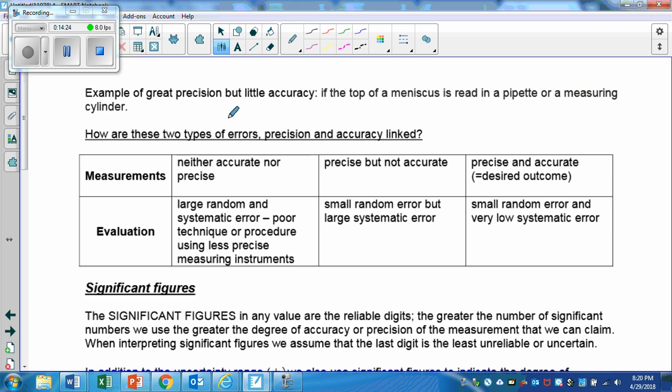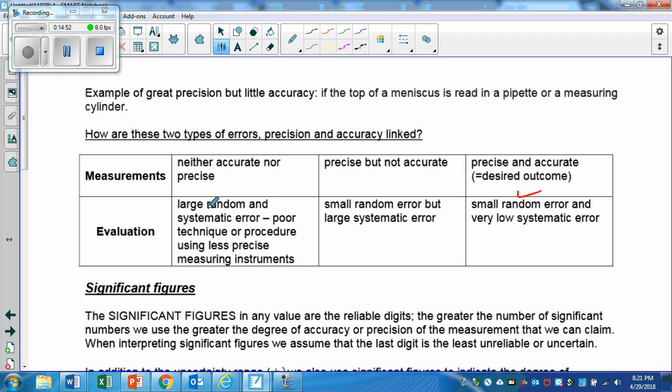Now, how accuracy and precision, or random and systematic errors, can impact your measurements. Your measurements could be affected by random or systematic errors. There is a possibility your data is neither accurate nor precise. There is a possibility it is precise but not accurate, and there is a possibility it is both precise and accurate, the way you exactly want it.